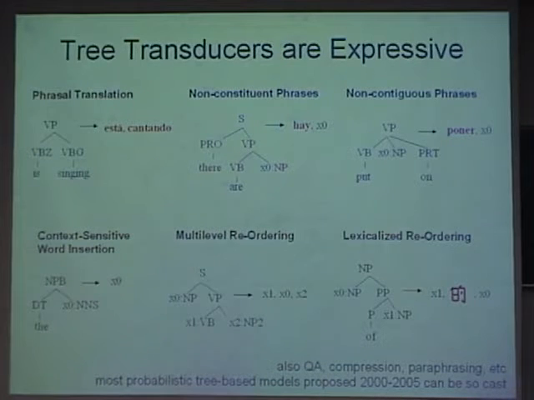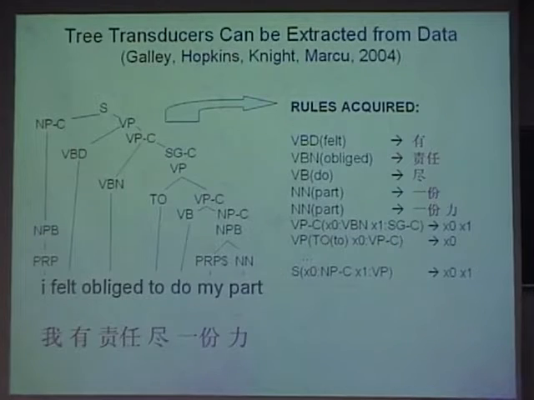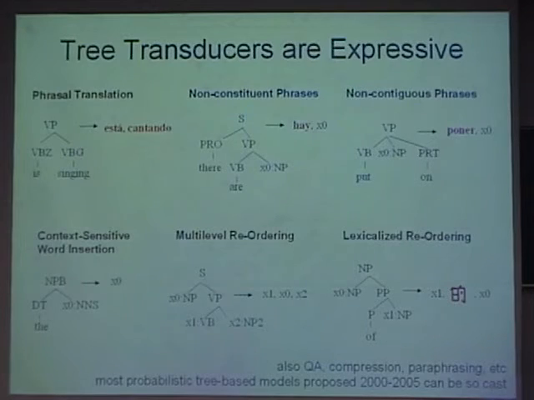Okay, and another nice thing about these transducers is, well, they look pretty expressive for machine translation, but they're also expressive for things people have proposed in question answering, compression, and paraphrasing. So between 2000 and 2004, there were a lot of papers with probabilistic tree-based models, and almost all of those can be cast in this kind of transducer. So that was good, that they're expressive. Now, if we can have machines that can deal with these kinds of things, maybe we could do better at the machine translation problem.